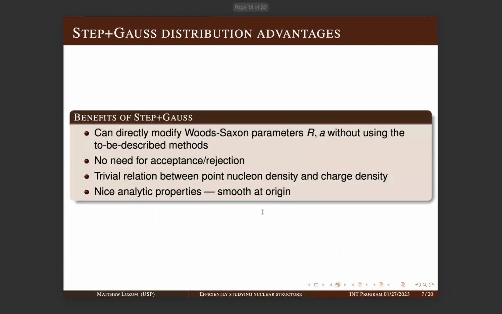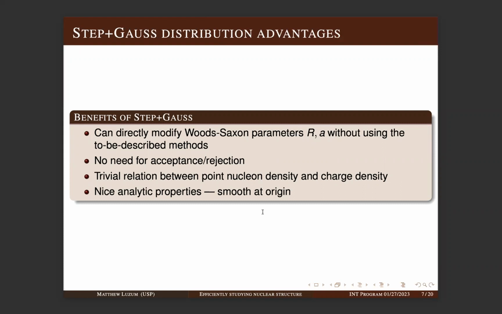Okay, and it's just nice for a few reasons. One nice thing is that you trivially can change the radius without doing the method that we're going to describe, which will involve just doing a numerical integral. It's not a big deal, but it's nice. You don't need any acceptance-rejection sampling. You just sample uniform numbers and Gaussians.